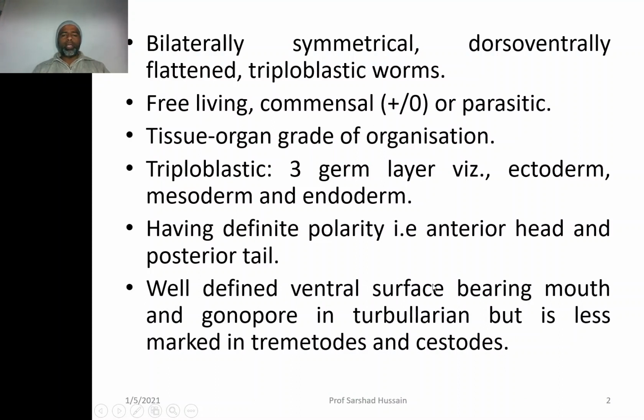Now, in animals, the ventral surface is the surface which bears the mouth, and the surface opposite to that is called the dorsal surface. So their ventral surface is recognizable because the mouth is present on the ventral surface, and the gonopore is also present on the ventral surface. But this feature is present in Turbellaria. Turbellaria is a class of phylum Platyhelminthes. But a well-defined dorsal and ventral surface is not well marked in classes Trematoda and Cestoda.